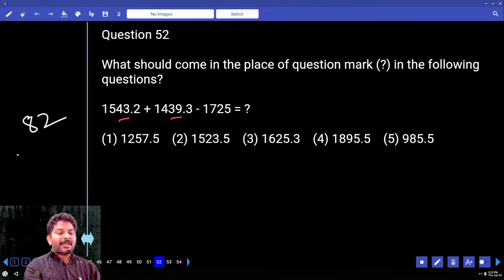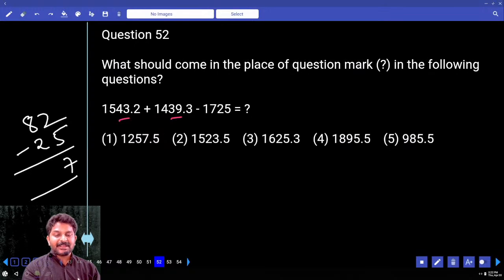Now 43, 39. 82. From 82 you need to subtract 20. Answer must end with, how many options are there? Only 1.